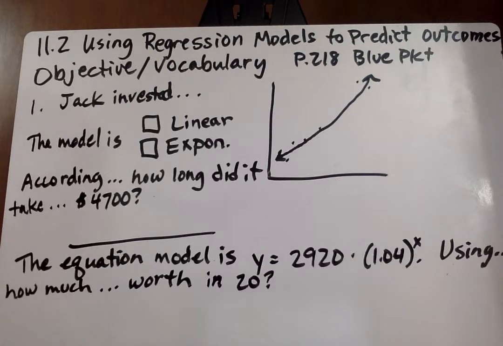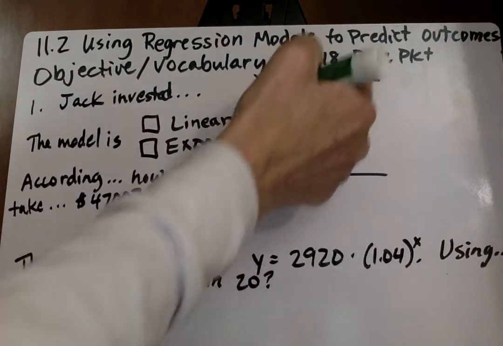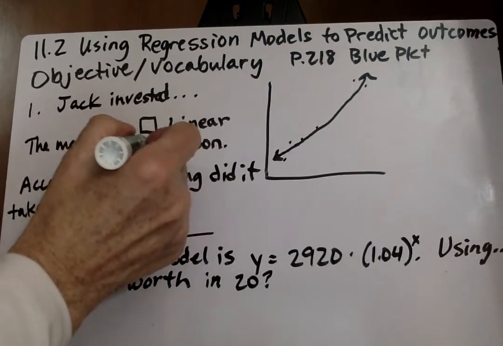Next, it says using regression models to predict events in context. Jack invested money in the stock market. The graph shows the value of Jack's investment over time. The model is what? Is it linear or exponential? If it's linear, it's going to make a straight line. If it's curved at all, it's going to have to be exponential. So we're going to say it's curving up, so we say it's exponential.